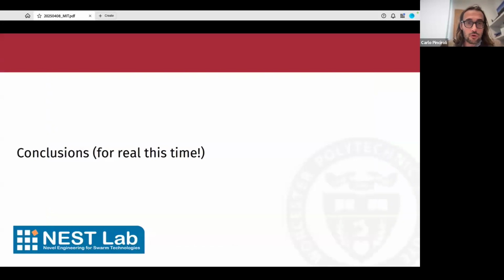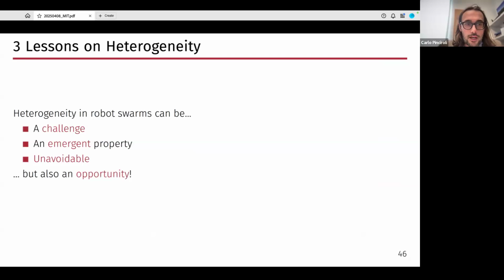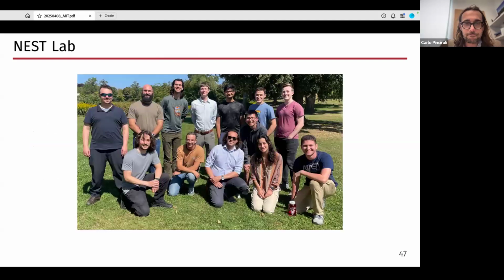So that's that. So, conclusions: heterogeneity can be a challenge, can be an emergent property, and can also be unavoidable, but it's also an opportunity. Heterogeneity is something that, at least in my opinion, and in the opinion of most people that work in swarms, we will have to confront and manage over time. It's probably one of the most exciting problems we have in swarms today, and there's so much to do. So if you want to look for cool problems, definitely heterogeneity is one of those.